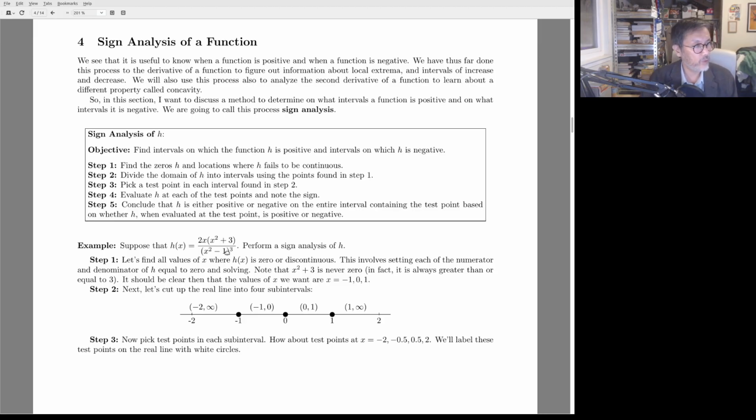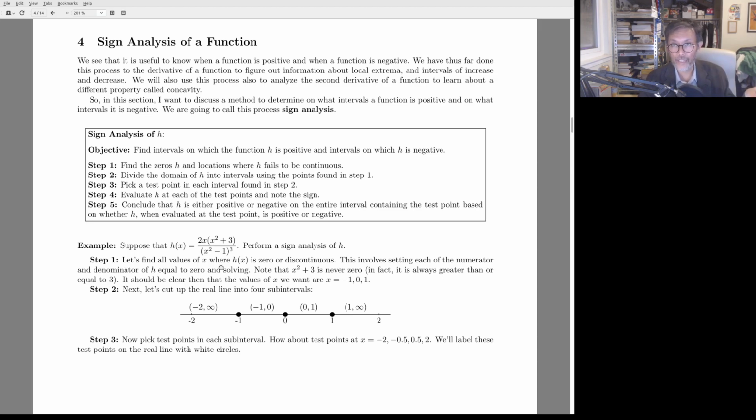So I'm going to just walk through this with you. Here's my function: h of x equals 2x times x squared plus 3, divided by x squared minus 1. Step 1. Let's find all the values of x where h of x is 0 or discontinuous.